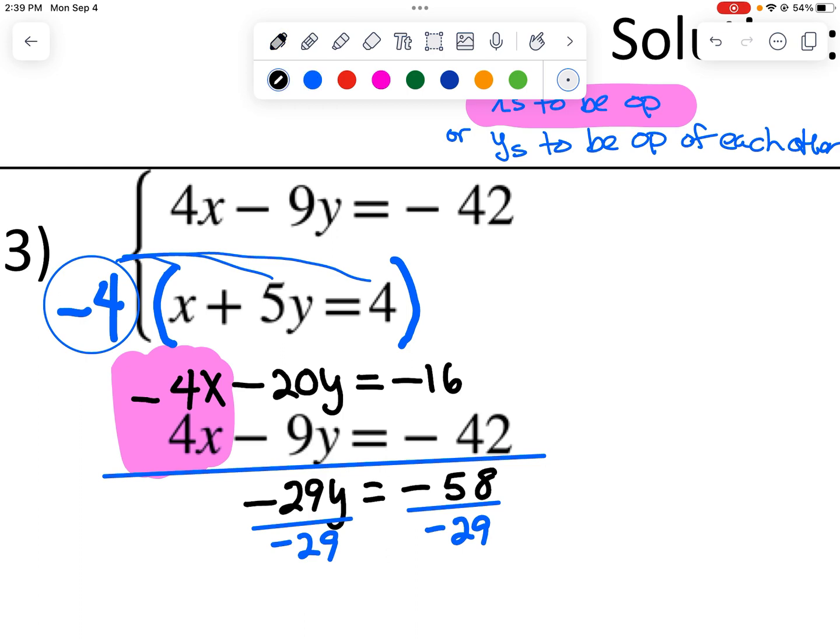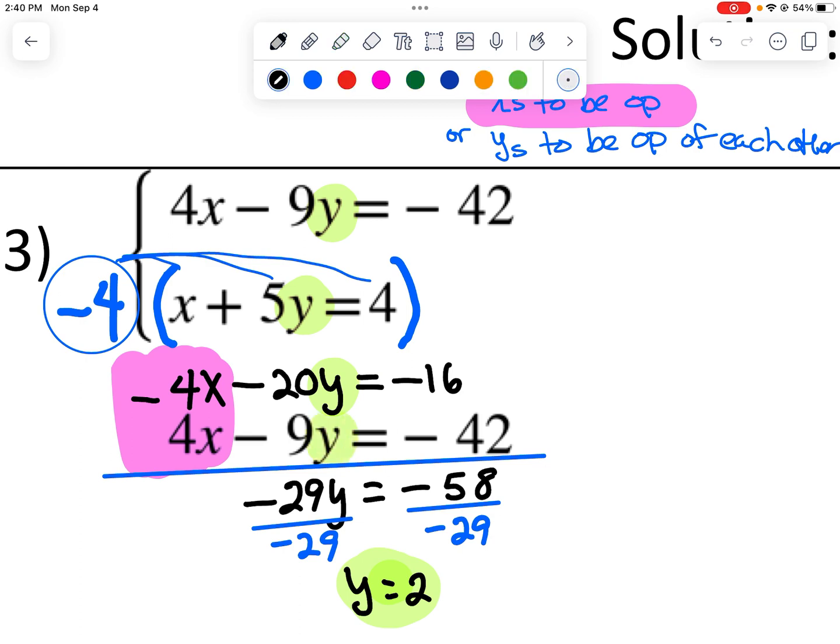And that's going to get us y equals 2. Now that we know what y is, in theory, we can put y anywhere we want. We can put the value of 2 for y. We can put 2 here for that y, this y, this y, or this y. You can really put them in any of them.